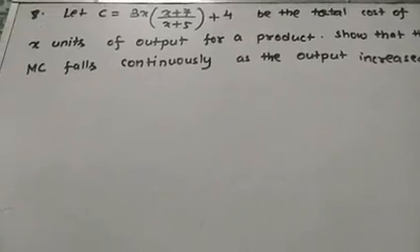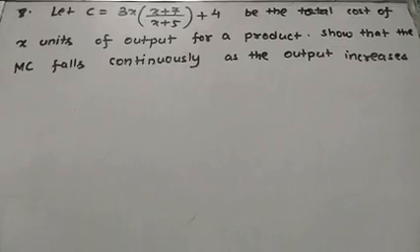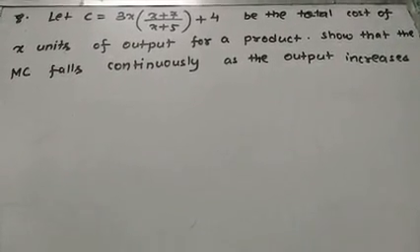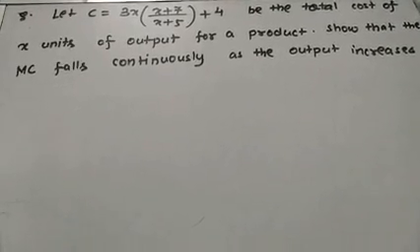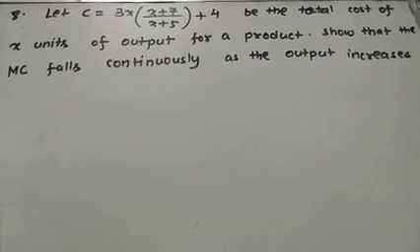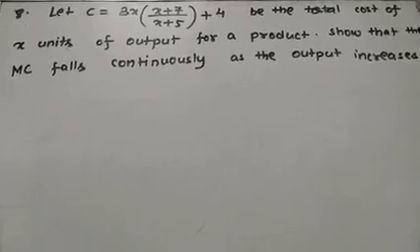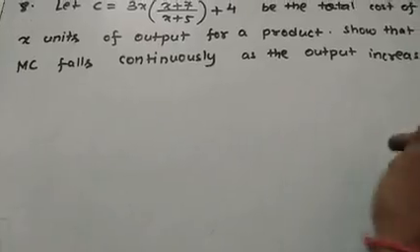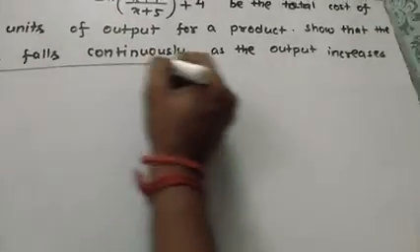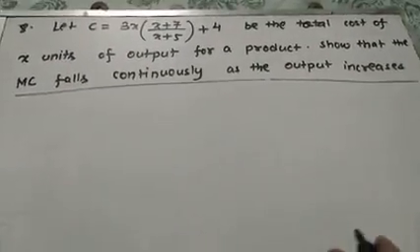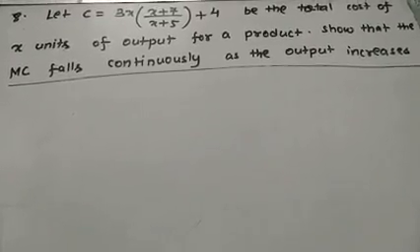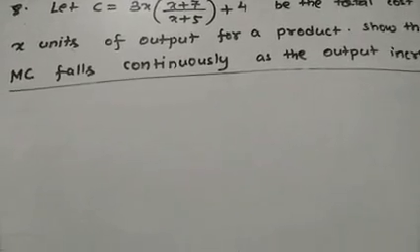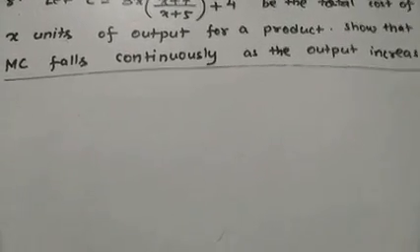Okay, question number 8 is: let C equals 3x into (x plus 7) by (x plus 5), plus 4, be the total cost of x units of output for a product. Show that the marginal cost falls continuously as the output increases. You have to prove this line. Now the question is regarding the marginal cost. That means we have to find the marginal cost.